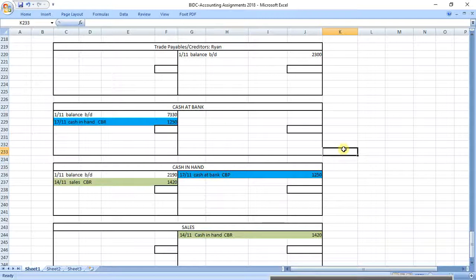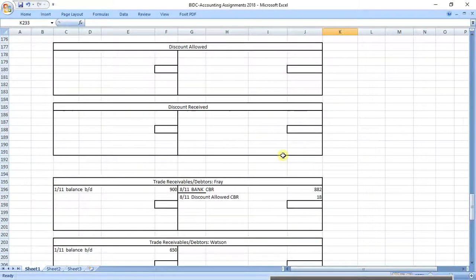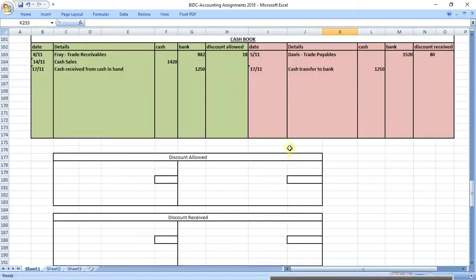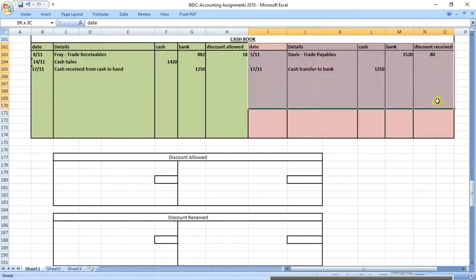So that was the 17th. On the 21st, check counterfoil. Payment of amount due to Ryan and Co. We have that. Okay, so it's a payment: cash book receipts or cash book payments? Which one? Payment of amount due to Ryan and Co. on the 1st of November, less 5% cash discount.